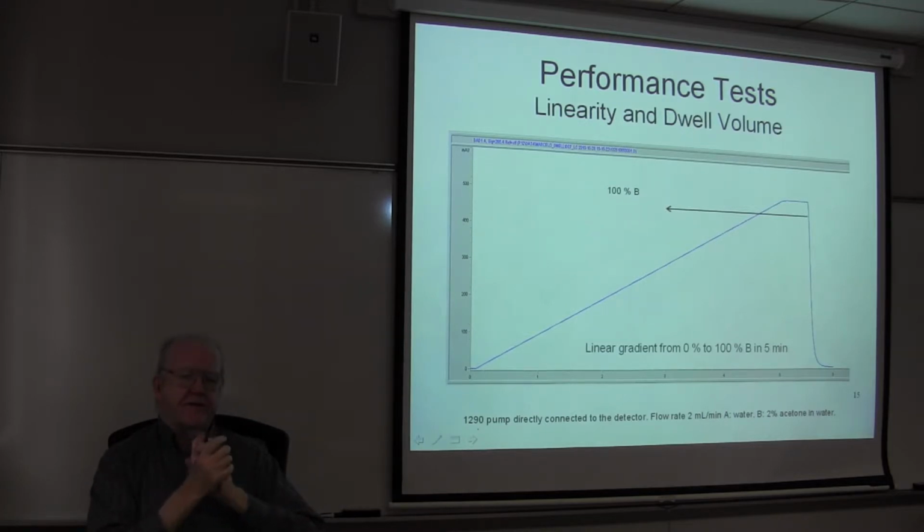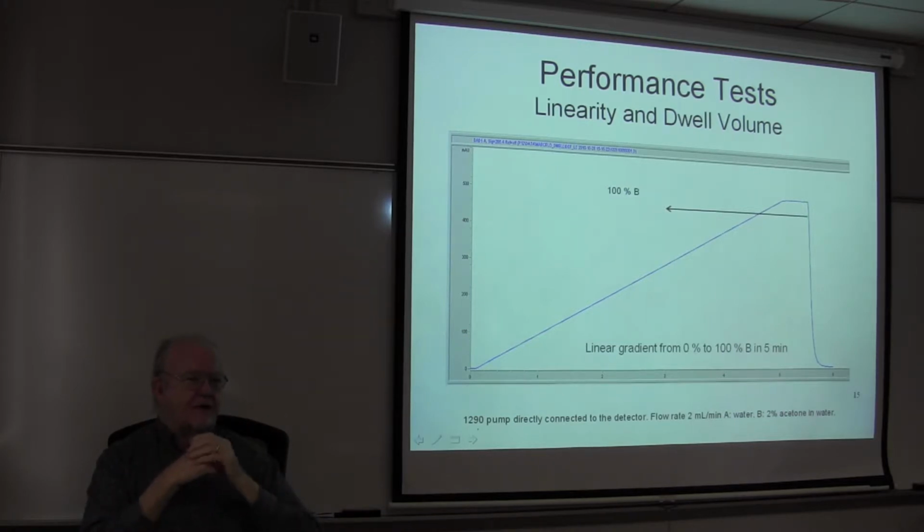Then there are things we do to test the gradient when we deliberately change the mobile phase composition. We want the pumping system to accurately do what we want. So the way we check it out is, if it's a binary gradient, we put water on one side, and we put water with a trace amount of acetone on the other side. Acetone is a very nice UV signal. And of course, water mixes nicely with water.